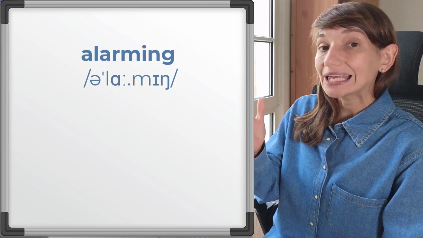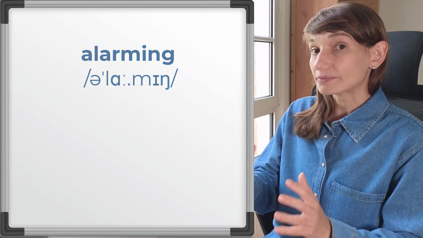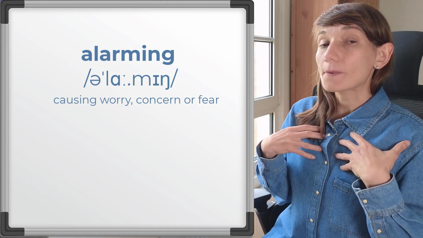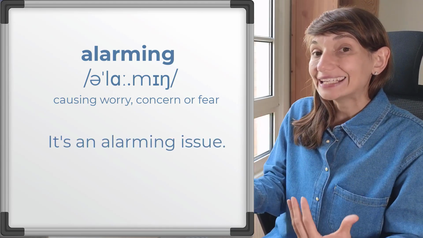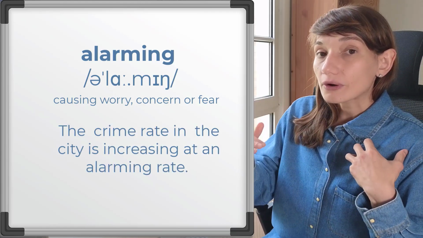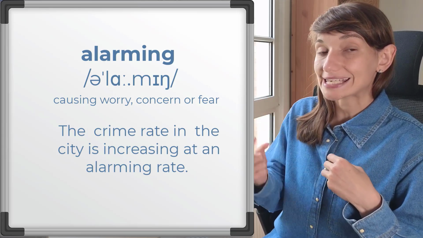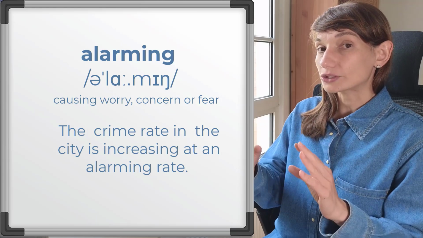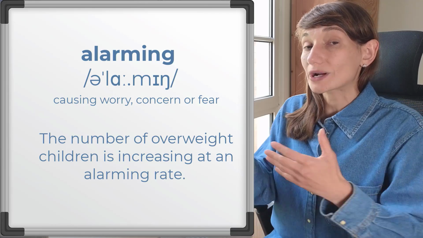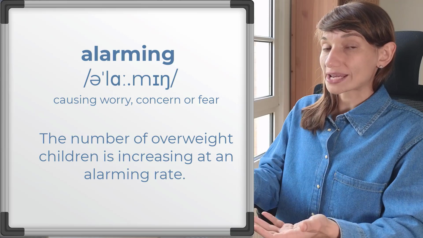So first, alarming. Alarming means something that causes worry and concern. For example, we can say it's an alarming issue, or I can say the crime rate in the city is increasing at an alarming rate, or the number of overweight children is increasing at an alarming rate.